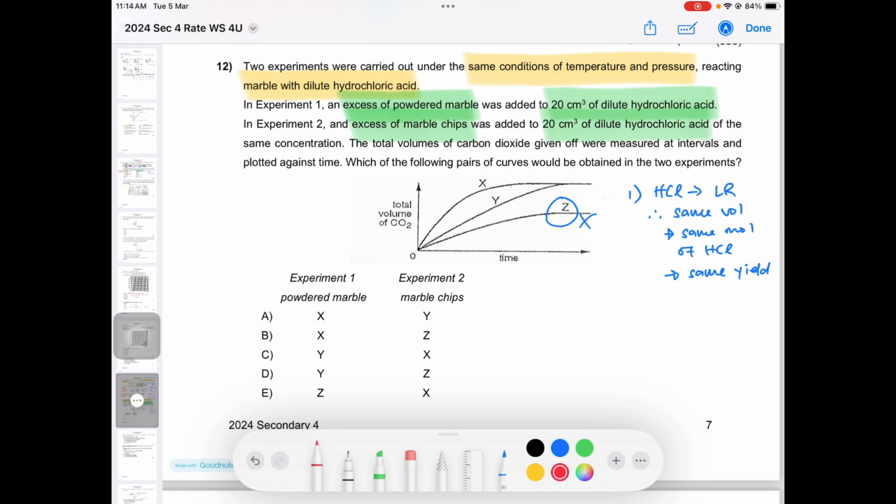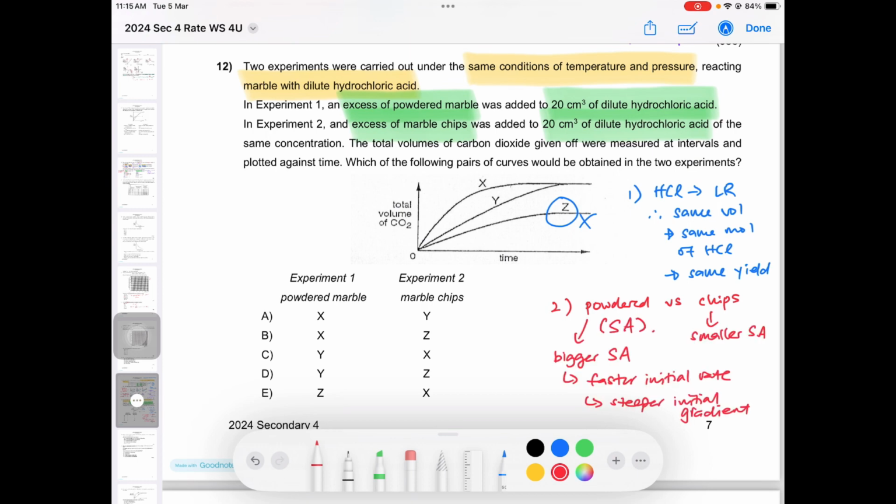Number 2, powdered marble versus the marble chips. This is testing you on the factor of surface area. The powdered marble would have a bigger surface area, right? So it will give a faster initial rate of reaction, which means that you should show a steeper initial gradient. If you look at the graph, X and Y, X has the steeper initial gradient, so this must be the one with the powdered marble, and this is experiment 1. So experiment 1 is X.